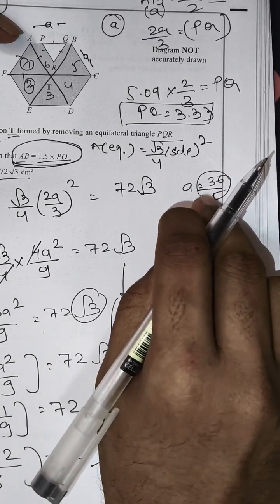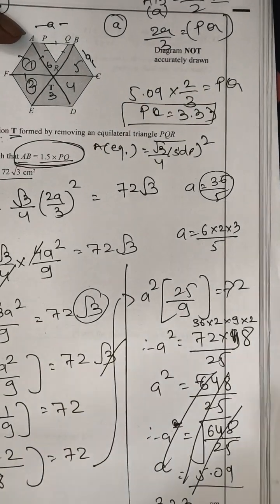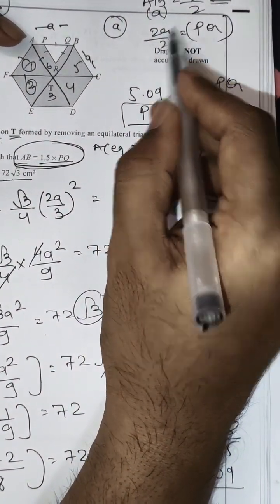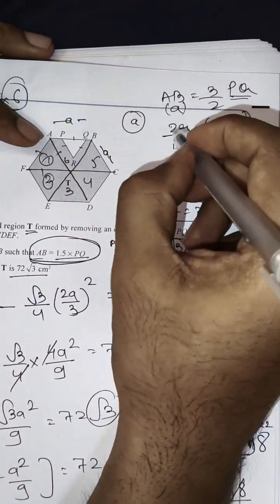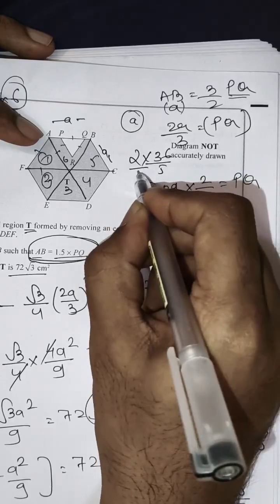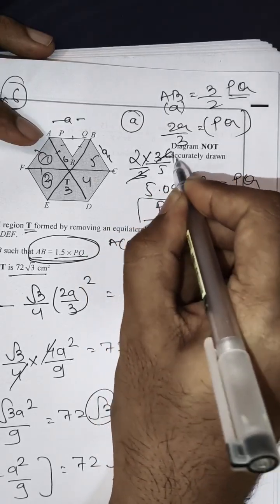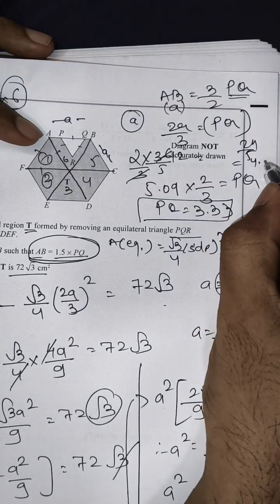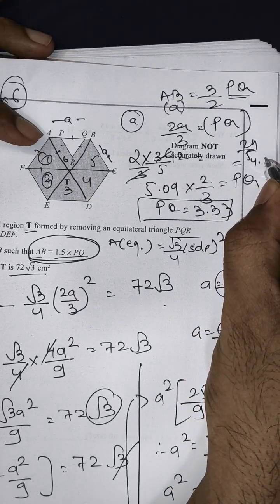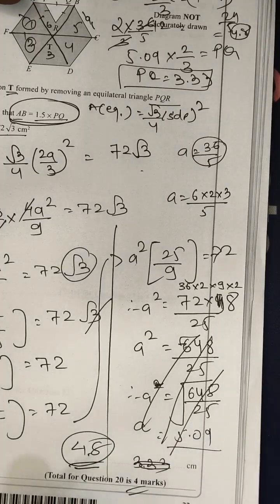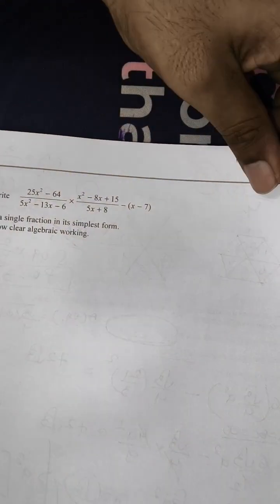If A is 36 upon 5, obviously my PQ will be 2 into 36 upon 5, which is 2 by 3. So 3 ones are 3, 3 12s are 36. So 24 by 5, which is approximately 4.8. So 4.8 is my final answer for this. Correct? Let's go to the next one and solve this part.